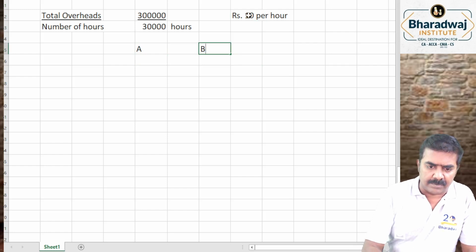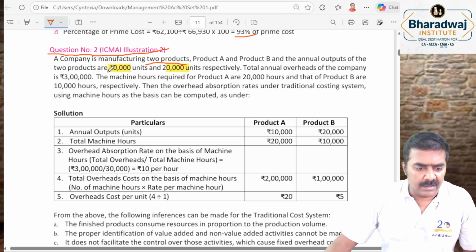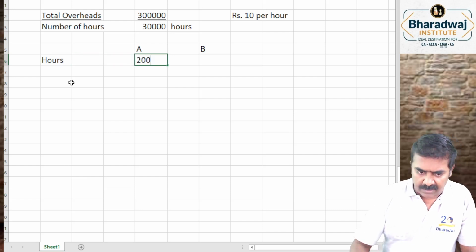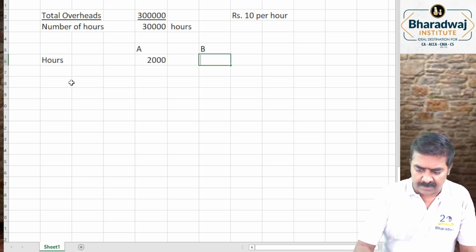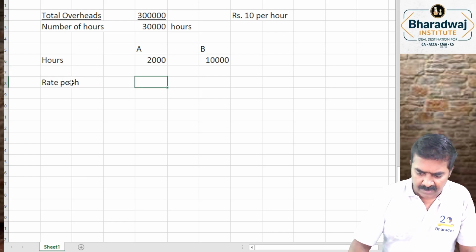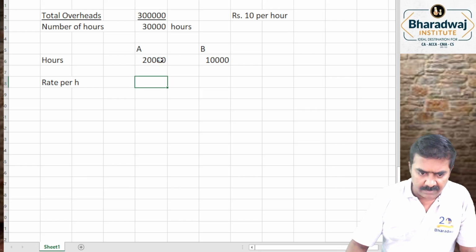There are product A and product B. So what is the number of units? Okay, that is different. How many hours are taken? 20,000 hours and 10,000 hours, into rate per hour. So what is the rate per hour? 20,000 into, what is the rate per hour you worked out? 10. And product B, 10 per hour.